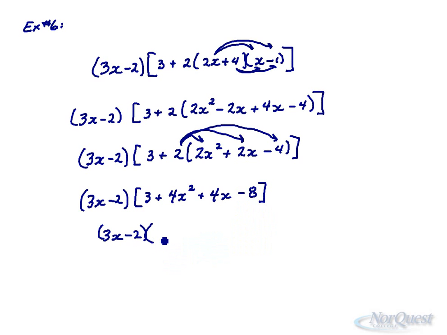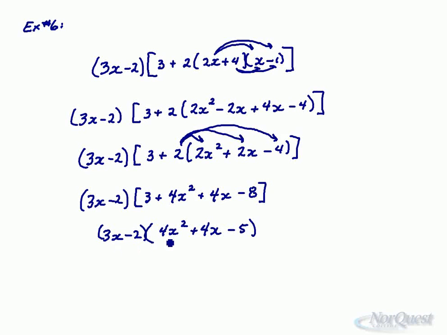I'm going to write this in proper order as well. I'm going to write it as 4x squared plus 4x, 3 minus 8 will give me minus 5. And then we're down to a type of polynomial we've already dealt with in our last example, a binomial into a trinomial. So we're going to go 3x times everything in the trinomial, negative 2 times everything in the trinomial, and collect like terms one more time.